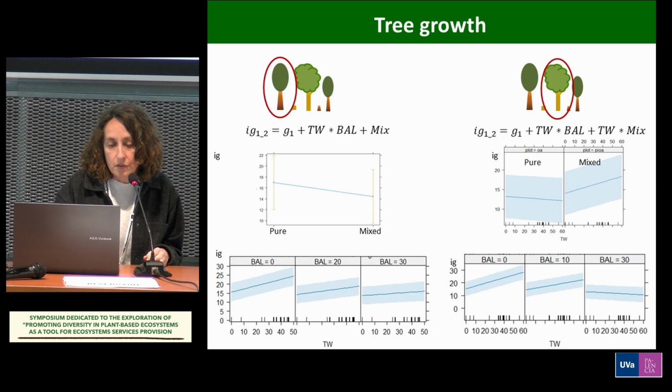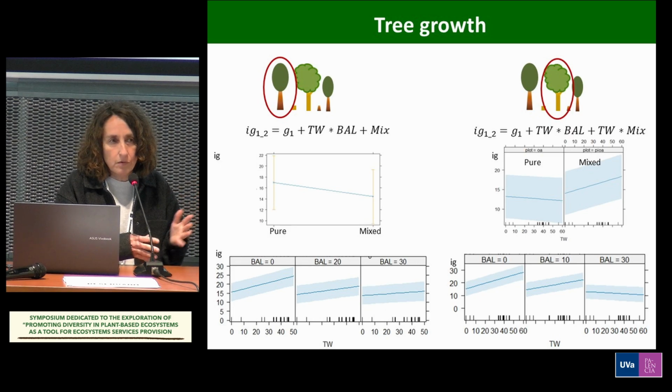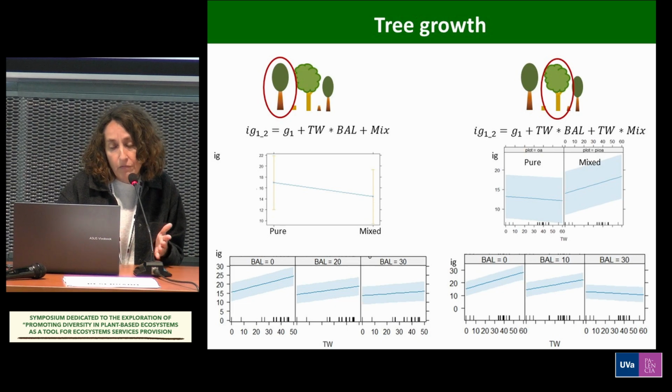But focusing on the mixture effect, we found that for pine, there was no interaction with the thinning, but the growth in the mixture was lower than in the pure. We also found similar results in other studies. But for oak, the growth was greater in the mix than in the pure, and the effect of the thinning is greater in the mix than in the pure.